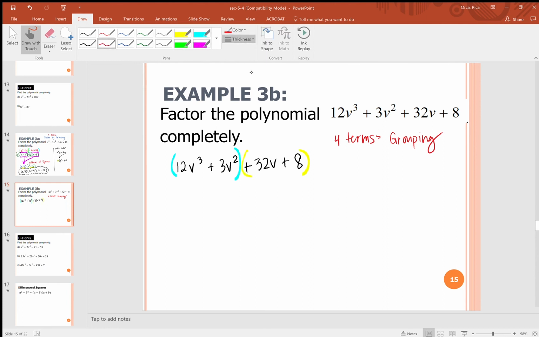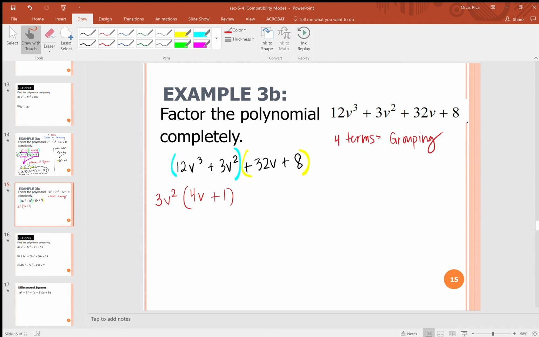So class, now we're going to factor out the GCF from each group. The biggest number that goes into both 12 and 3 is 3. The smallest variable from the first group is v squared. 3v squared times 4v is 12v to the third. And 3v squared times 1 is 3v squared.